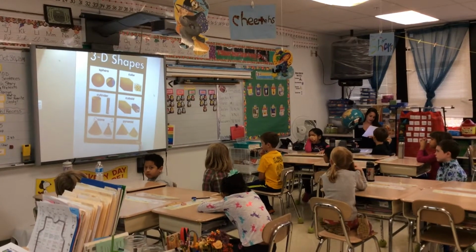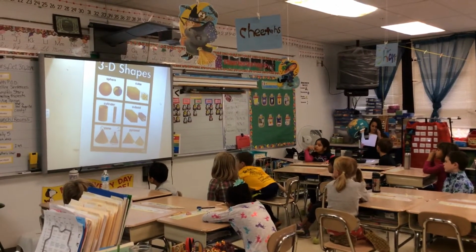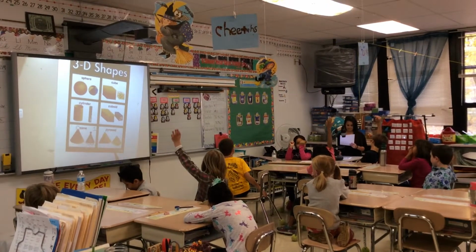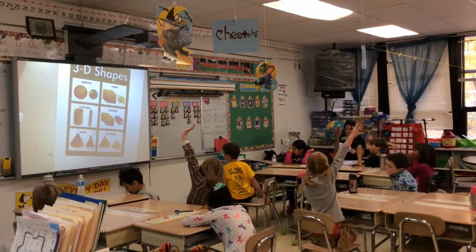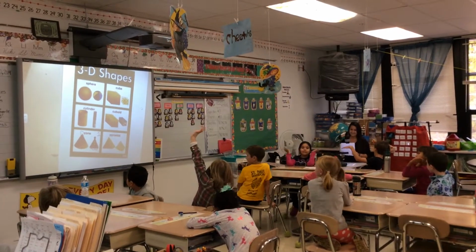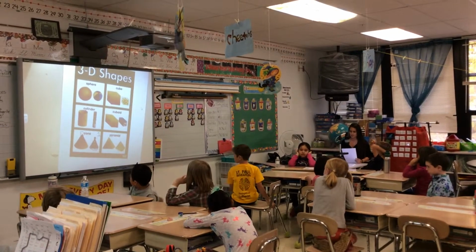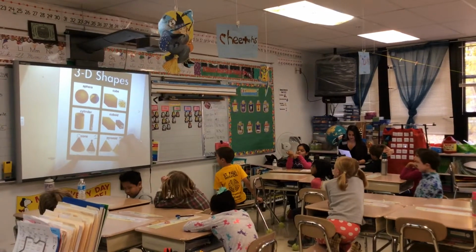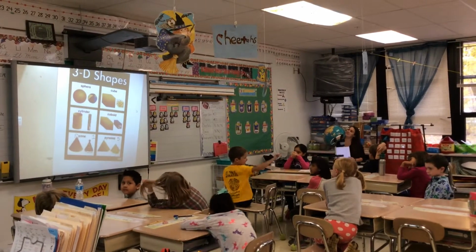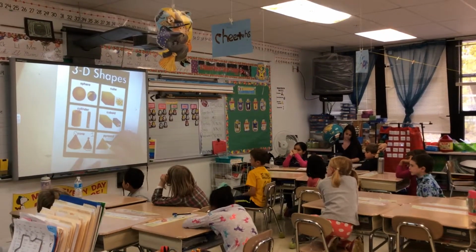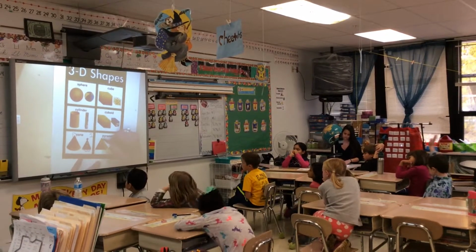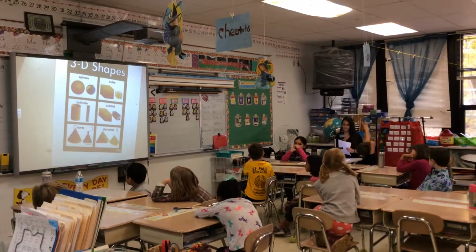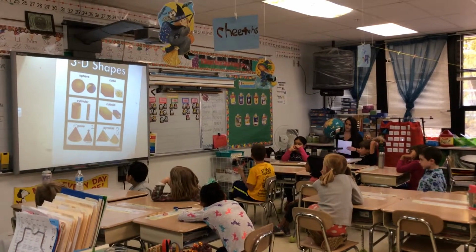For the pyramid, how many vertices do you think there are? What do you guys think? How many faces does a pyramid have? 5 faces. Yes. And how many edges would it have? 4. No, there's some 5. Yeah, it's 6. Oh, 6.